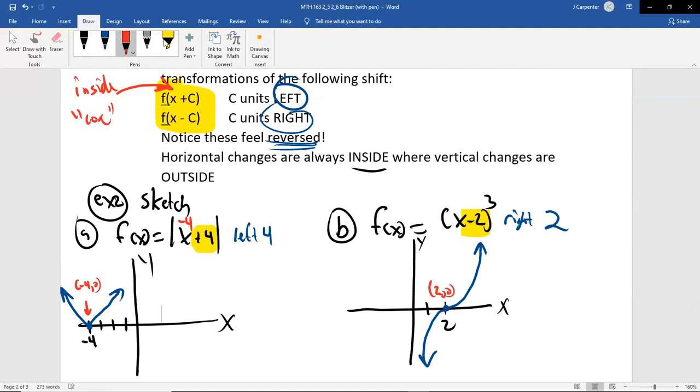And if you plug 2 in here, 2 minus 2 is 0. 0 cubed is 0. It works. If you thought this went left 2, if you plugged in -2, -2 minus 2 is -4, -4 cubed is -64, that would definitely be the wrong y value. And that would say, oh, I shifted the wrong direction, didn't I?